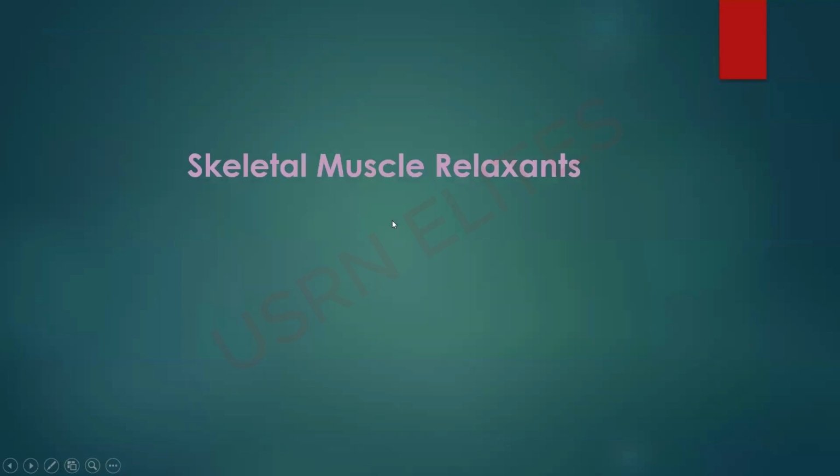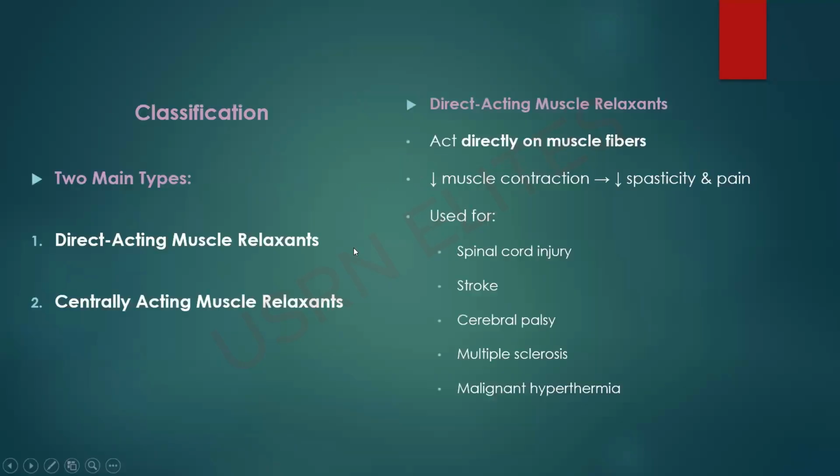Now, I know our time is fast spent. Let me just brush through this one with you, then we bring it to an end. Skeletal muscle relaxants. We have two main forms: one that acts directly on the muscles and one that acts centrally. Whenever you hear central, it means it's happening in the brain. The direct one acts directly on the muscle fibers, so it reduces muscle contraction.